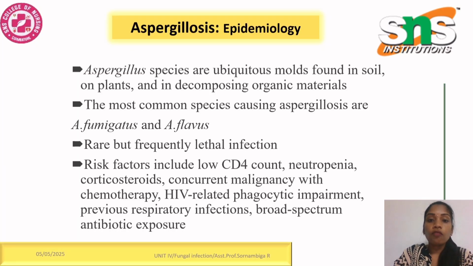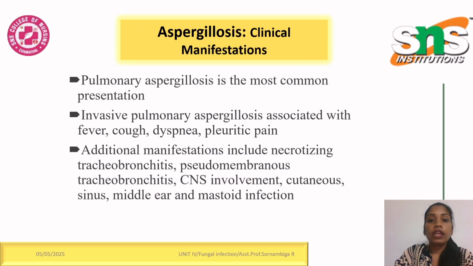It's a common mold found in the environment, in soil, decaying vegetation and household dust. Among the many species, Aspergillus fumigatus is the most frequently associated with human disease. It predominantly affects immunocompromised individuals, such as those undergoing immunotherapy, organ transplant, or with uncontrolled diabetes. Aspergillus can present in various clinical forms, like allergic bronchopulmonary aspergillosis seen in asthma and cystic fibrosis patients.